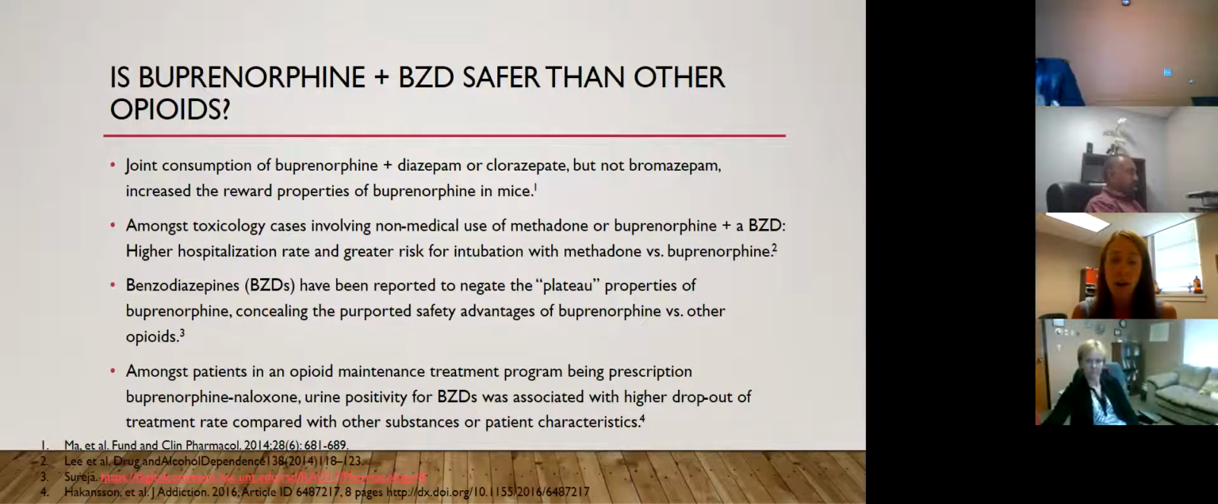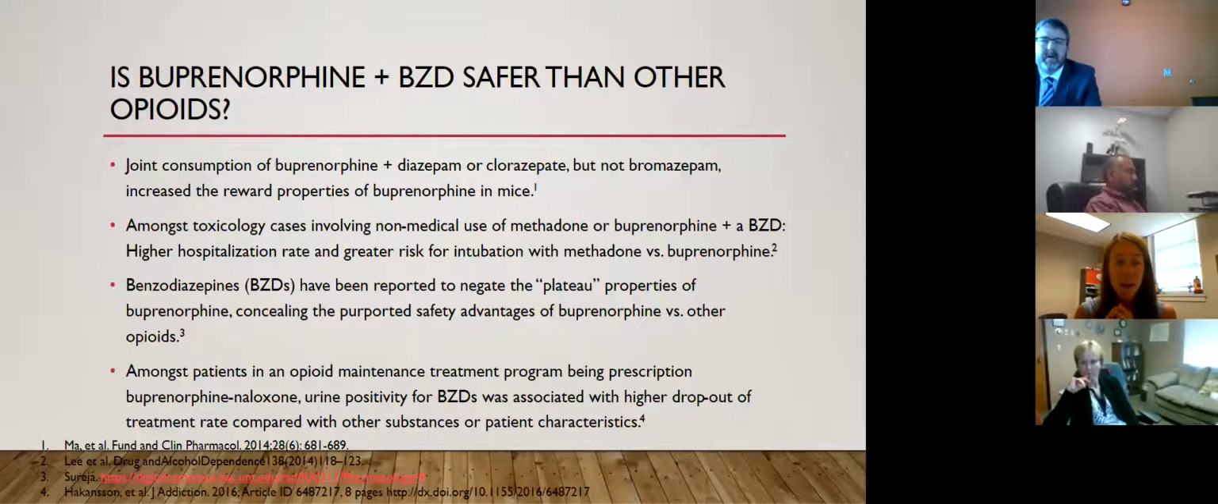So it's hard to draw a conclusion about whether benzodiazepines increase the pleasurable effect of opioids, period, or if they do it just with buprenorphine, or if we would see the effect be even larger if we were talking about a benzodiazepine plus morphine, for example, as compared with benzodiazepine plus buprenorphine. Don't know the answer to that question yet.